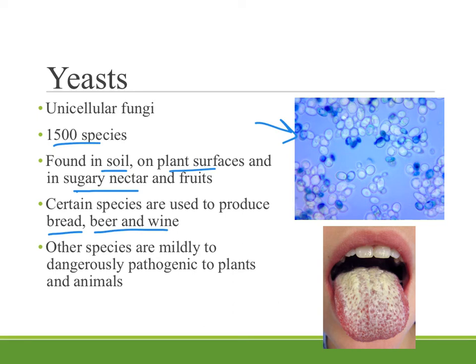Other species of yeast are somewhere between mildly and dangerously pathogenic to plants and animals, so not all yeast are helpful out of those different species. This example over here is of a condition called thrush, which is a type of yeast infection in the mouth. It's fairly common with young children.